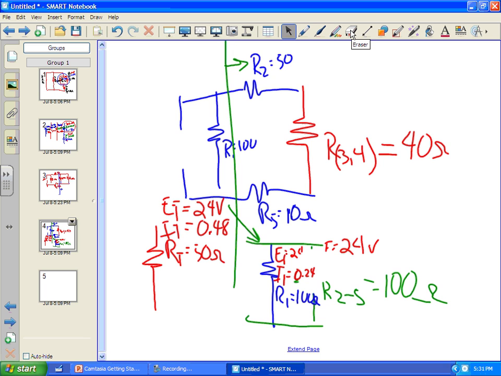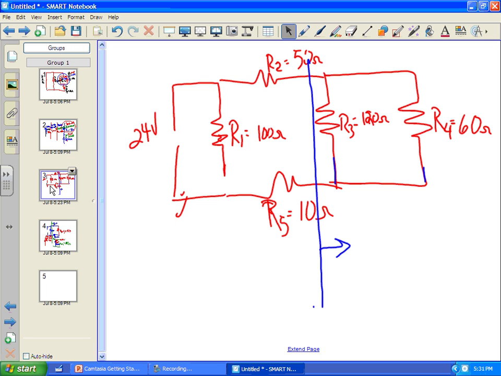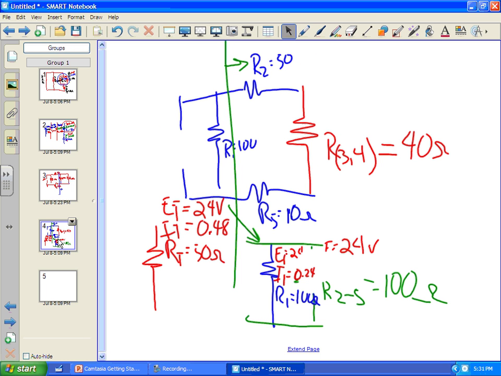And what do we have here? I can't remember what we had over here. Okay, so we need a current for 2 through 5, right? Okay, so 24 divided by 100, 0.24. Well, that's the same exact thing. Amazing, I tell you. 0.24, 240 milliamps.